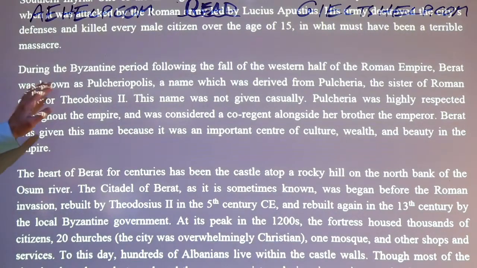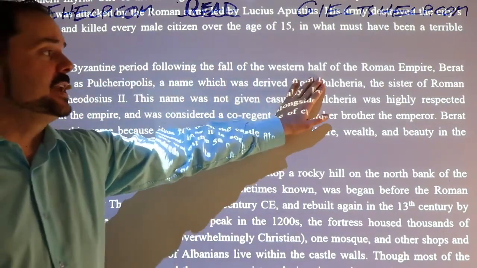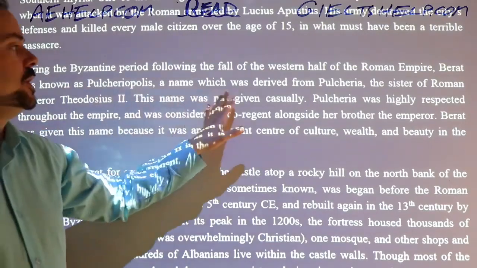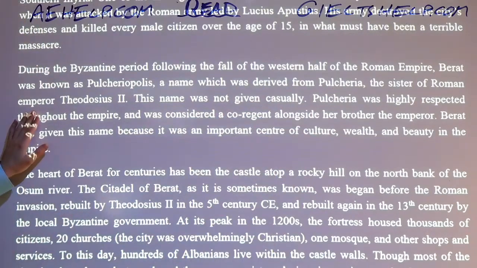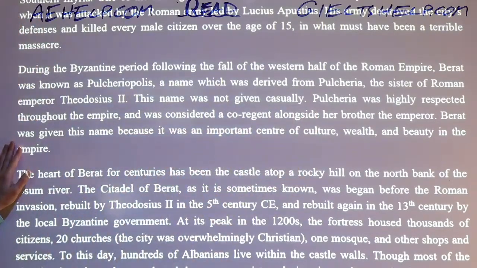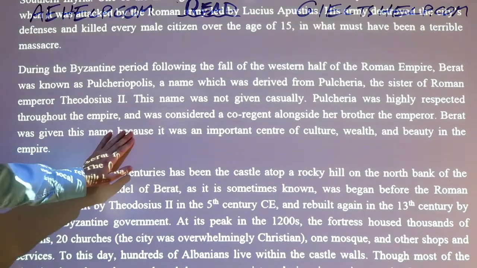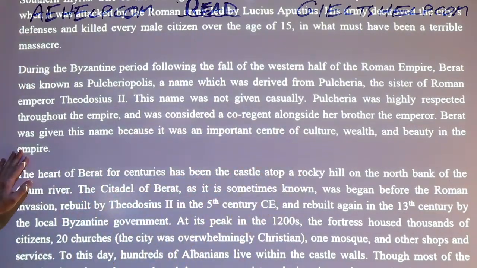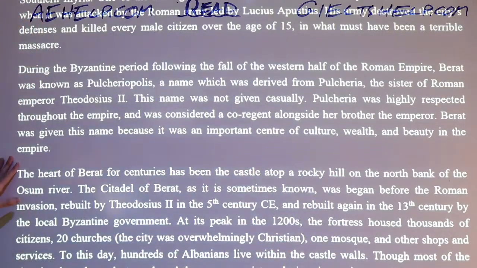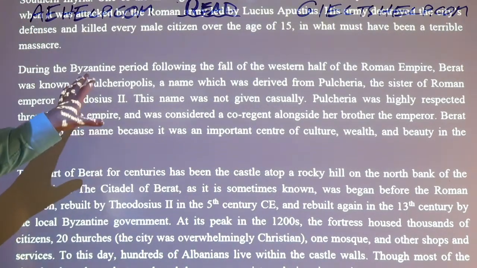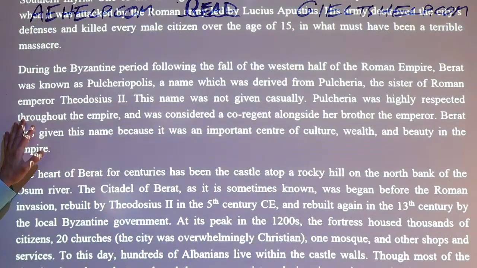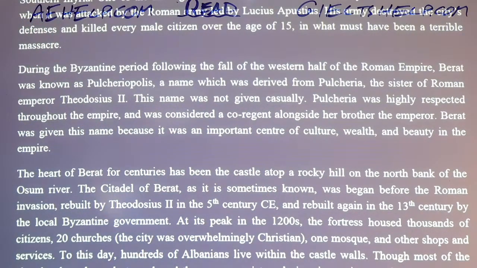Let's keep going. During the Byzantine period, following the fall of the western half of the Roman Empire, Berat was known as Pulcherpolis, a name which was derived from Pulcheria, the sister of Roman Emperor Theodosius II. This name was not given casually. Pulcheria was highly respected throughout the empire and was considered a co-regent alongside her brother, the emperor. Berat was given this name because it was an important center of culture, wealth, and beauty in the empire. So again, visualizing that the name of Berat before it was Berat is Pulcherpolis, named after this empress. Again, we can continue with the stained glass imagery.